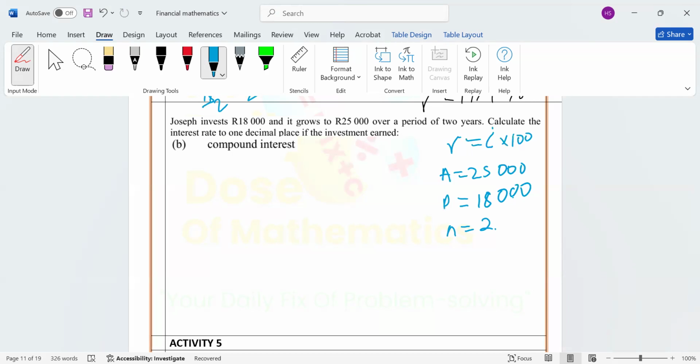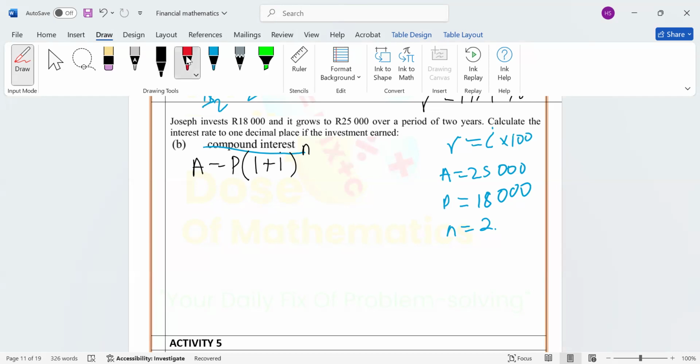Okay, after that, they said we are going to calculate the interest rate to 1 decimal place if the investment earns compound interest. Unlike number A, in number A, it was earning simple interest. Here it is earning what? The only difference is that they are saying change the formula. Don't use the formula that we have used before. Go and use the formula that says A. That's the only difference.